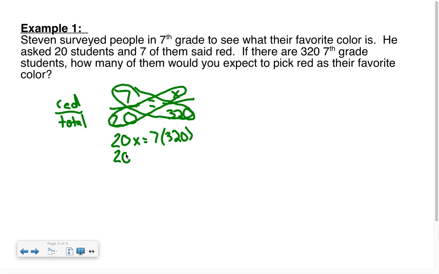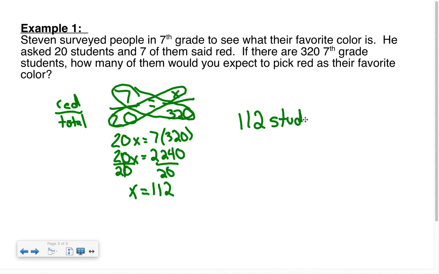Okay, let's bring down the 20x. We multiply using the calculator, 7 times 320. We get 2,240. Now we have a one-step equation. 20x equals 2,240. Divide by 20 on both sides. We get x equals 2,240 divided by 20, and we get 112. So based on our survey and that sample, 20 students, 7 of them said red, we would expect 112 students to pick red out of the whole population. And that's our answer.